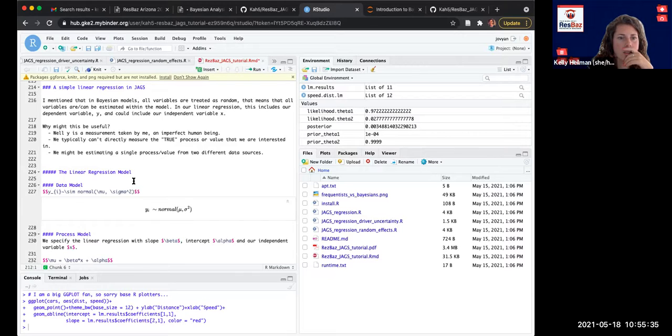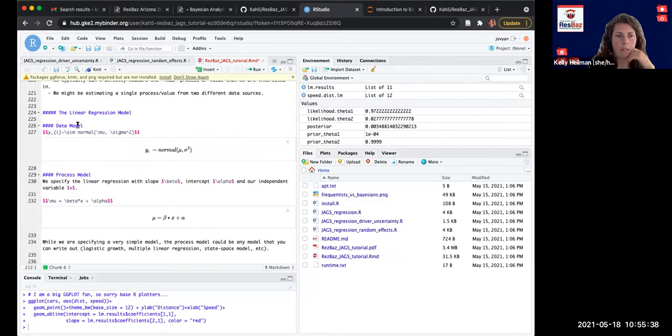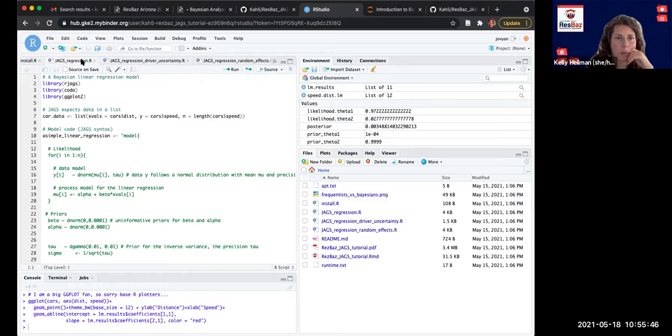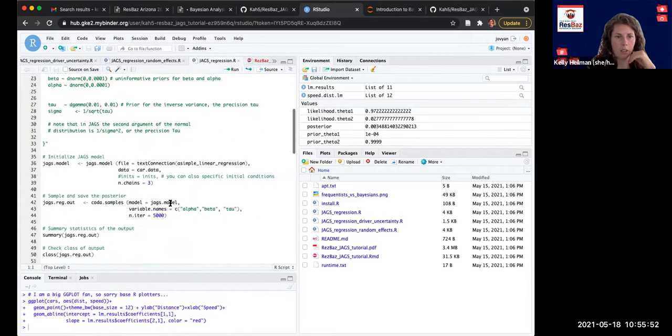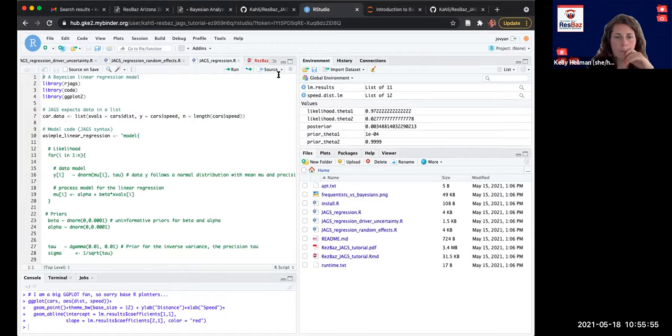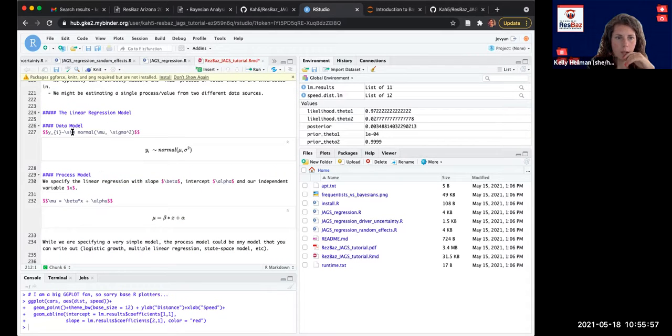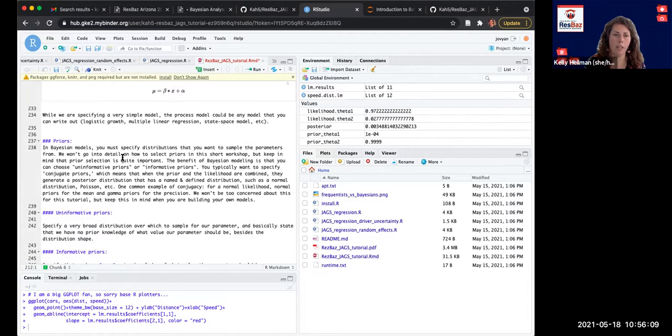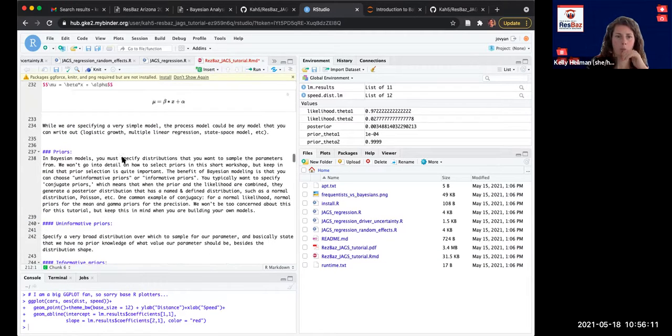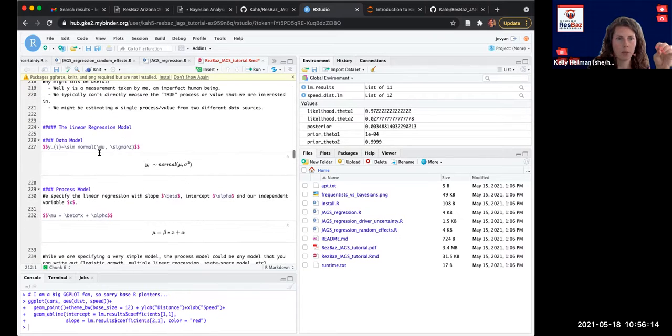Okay, so we're going to specify a linear regression model. You can look at it in this tutorial, or this would be a good time to pull up this JAGS regression.r script. It will have the code that we're going through in this tutorial, but I'll give a brief overview of what the model looks like. Bayesian models all have a data model, a process model, as well as priors. We'll briefly talk through what those are before we jump into the code.